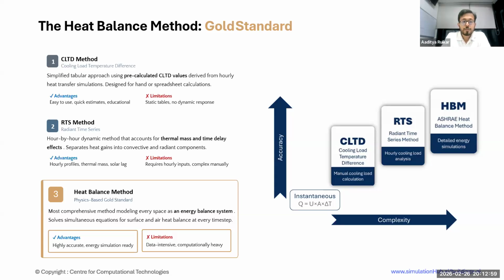But for larger buildings, which are high-rise, complex, or commercial, this may be inaccurate. So there are methods like CLTD, the cooling load temperature difference method, then the radiant time series method, and the heat balance method. Of all these methods, the heat balance method is the gold standard and is accurate, but it is complex. It is difficult to calculate loads using the heat balance method manually, so software or computerized programs are needed.